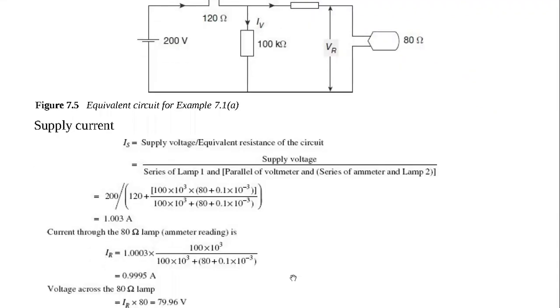Taking the current divider rule, we find the current through the 80 ohm lamp, or IR, to be 0.9995 amperes. With that in mind, we can get the value of the voltage, or we can go straight away and work out the power. We know power is equal to V times I, or I squared R. So we have the I, we have the R, we can get the power very quickly.